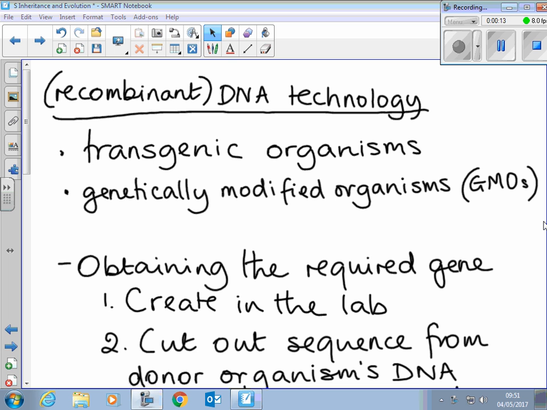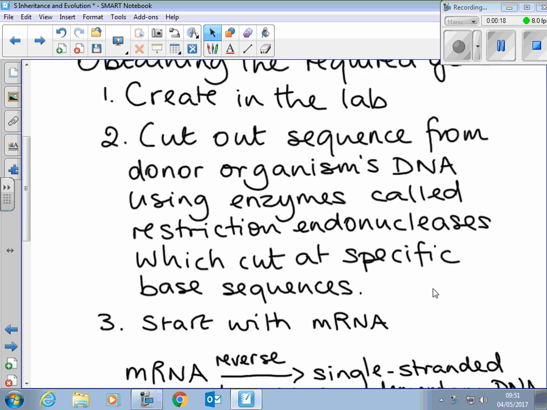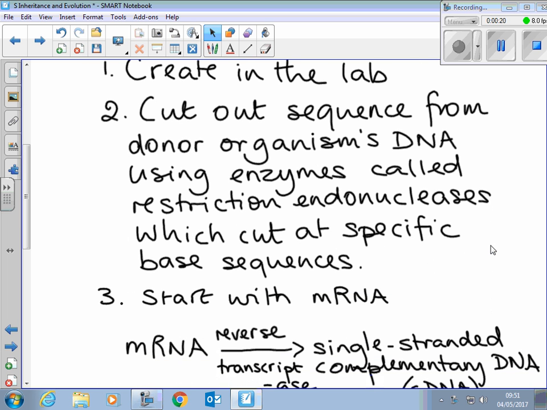I mentioned these restriction endonucleases on this slide here for cutting out sequences in a donor organism's DNA. You also have to cut using the same endonucleases where you're going to insert this gene. If you think about it, you've got to, because you're going to need matching bases. And restriction endonucleases are specific for certain base sequences.